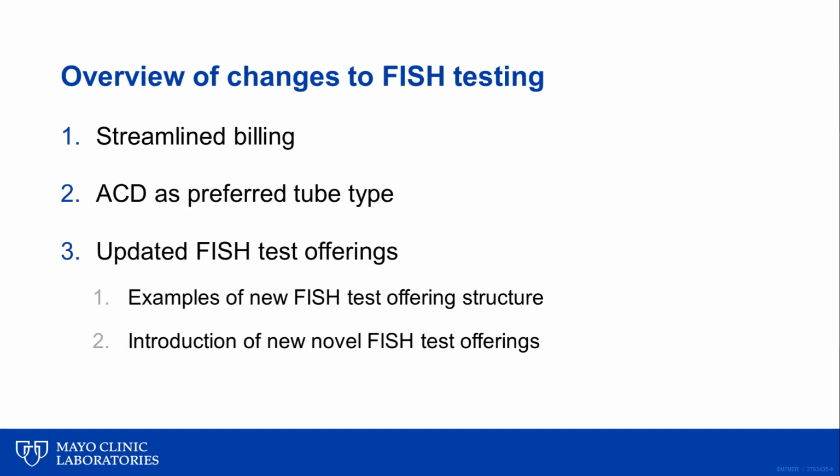The three main overview changes that I will address today are the process of streamlining billing with the new FISH test orderables, the change to ACD for the preferred tube type, and what the updated FISH test offerings mean for ordering practices. With the FISH test ordering changes, I will touch base and provide examples of the new test offering structure and introduce new novel test offerings.